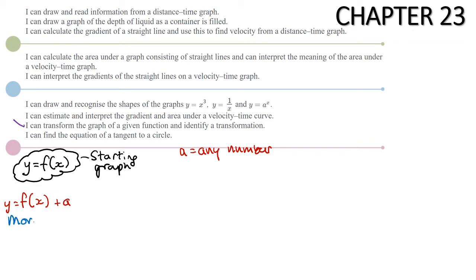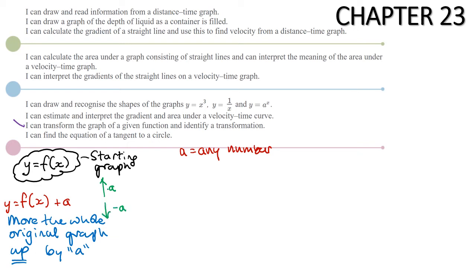So move the original graph, whatever graph's been drawn in the question, up by a, whatever that number is. Now if a is negative, it will move down. So to summarize, plus a will move it up, negative a will move it down. So if you see y equals f of x and you see plus a on the end, plus some sort of number, it will move the graph up or down.